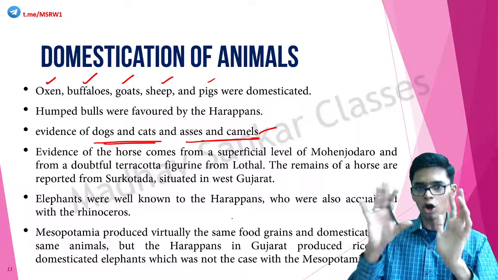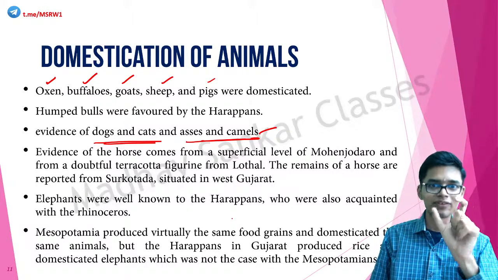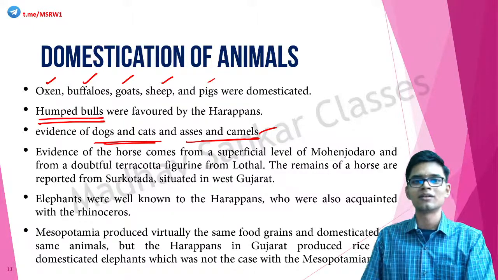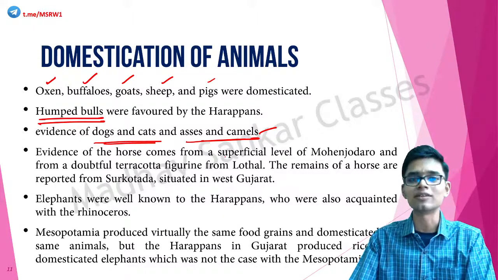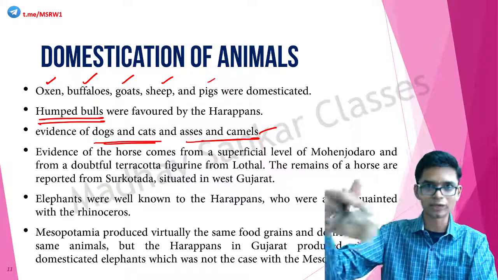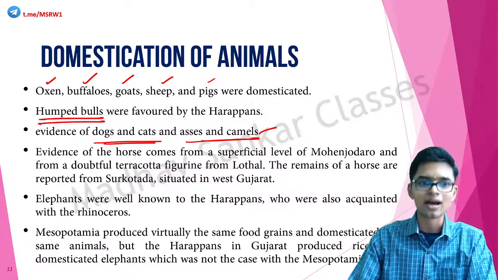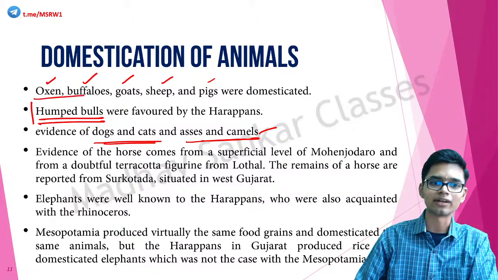But among all these animals, the most favored animal for Harappans was the humped bull. We have seen the pictures of humped bulls in various Harappan seals that we will be talking about in the upcoming slides. Among all the domesticated animals, humped bulls were the most favorite of Harappans.